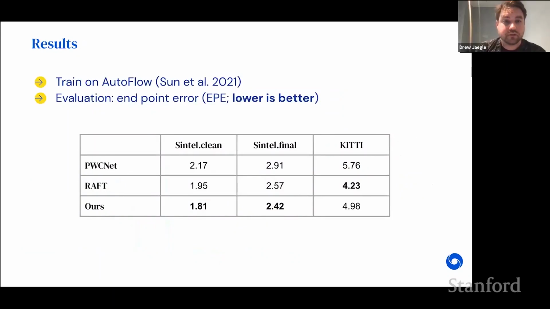Yeah, these are three different data sets. Sintel Clean and Sintel Final are two ways of doing the final rendering for Sintel. In all cases, these methods are trained just on the AutoFlow data set. So they're trained on this general purpose, kind of wacky synthetic motion data set, and then we're evaluating on these different domains without fine tuning. Oh, okay. Yeah, the flow data sets are quite small, so it's generally even problematic to fine tune. Thank you.